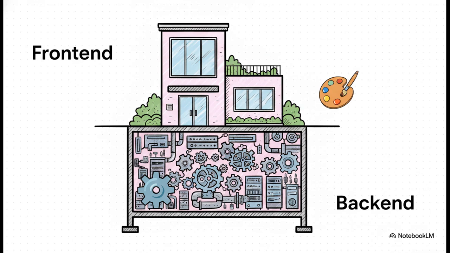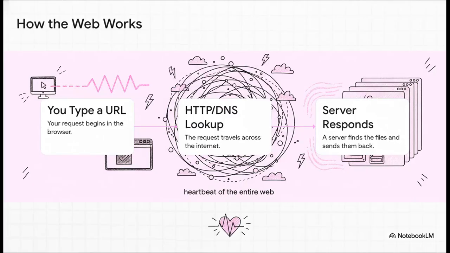So at its core, the web is really split into two main parts. You've got the front end, that's everything you see, everything you touch and interact with. Think of it as the beautiful facade of our building. The interior design, all the stuff that makes you go, wow. And then there's the back end. This is the stuff you don't see. It's the engine room, the plumbing, the electrical grid, the foundation, all the heavy machinery that actually makes the whole thing work.